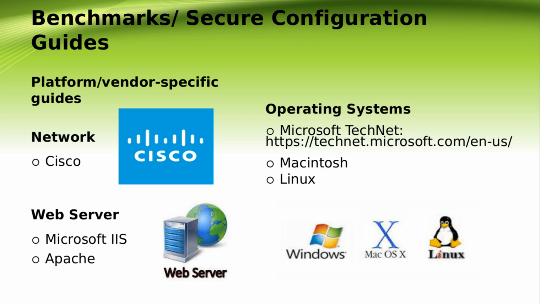And then operating system guides can focus on specific application servers such as domain name, DNS, or DHCP, database, network attached storage, NAS, storage area network, SAN, directory service, virtual private network, VPN, or voice over internet protocol, VoIP. So multiple OSes are supported. All of these are under the platform or vendor specific guides.